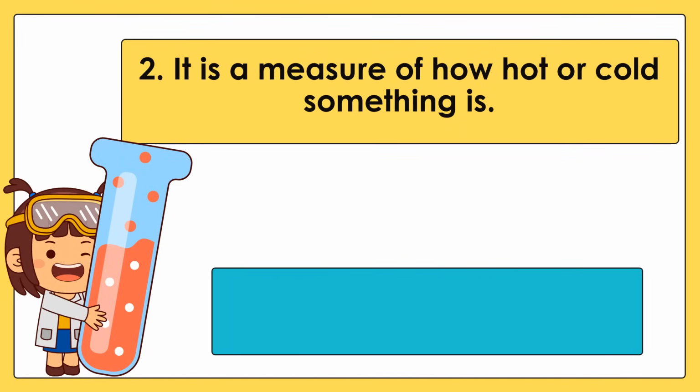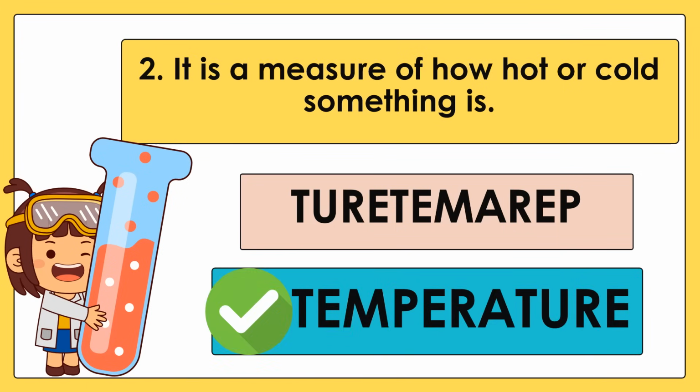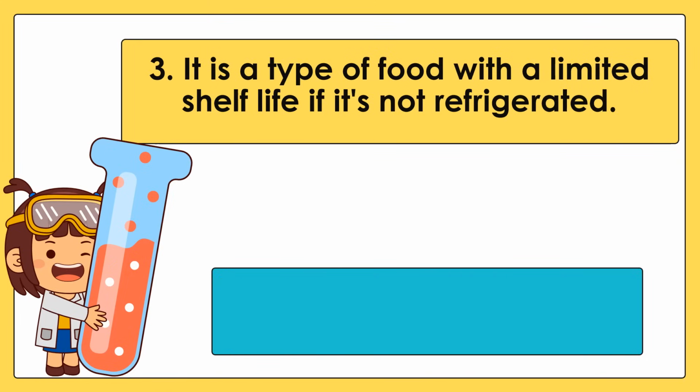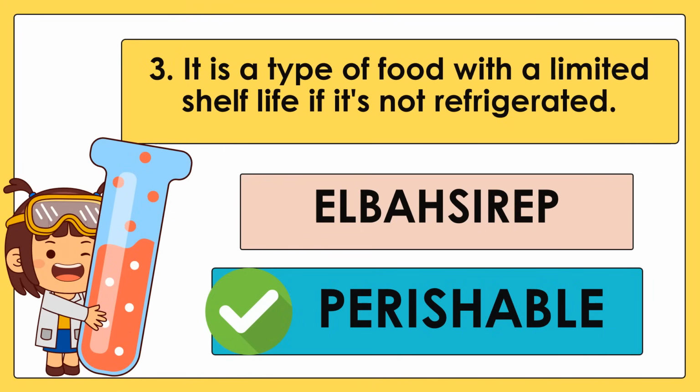Number 2, it is a measure of how hot or cold something is. What is the answer? Correct. Temperature. How about number 3? It is a type of food with a limited shelf life if it's not refrigerated. What is the answer? Correct. Perishable.